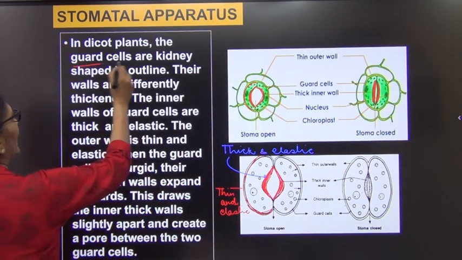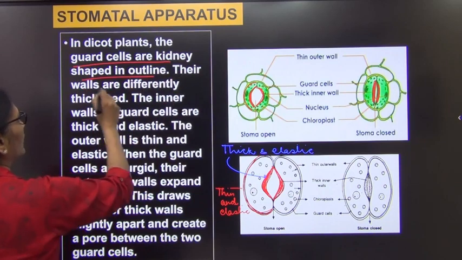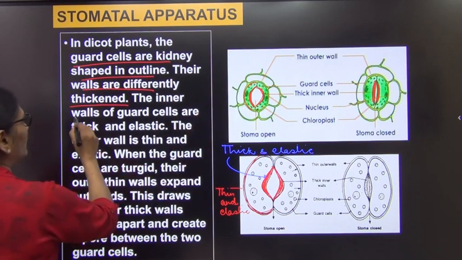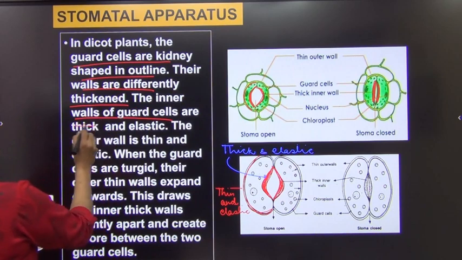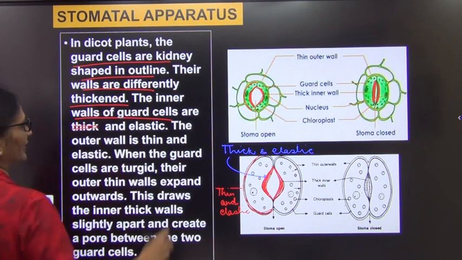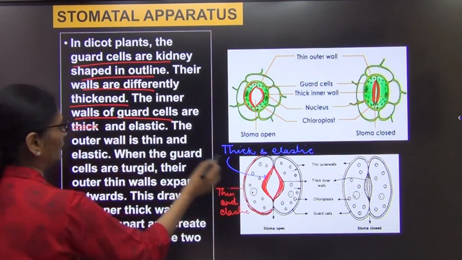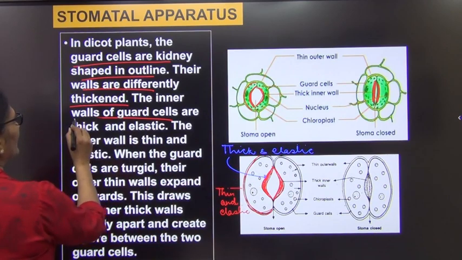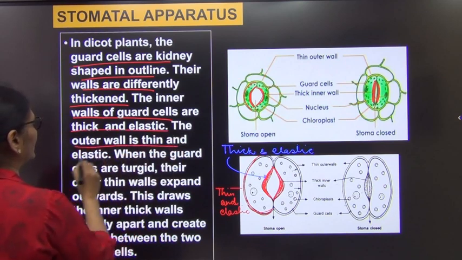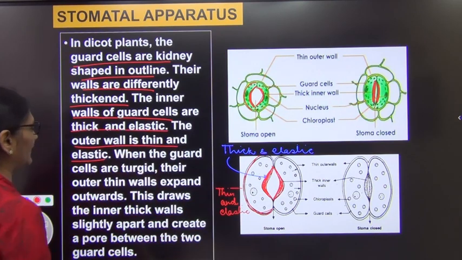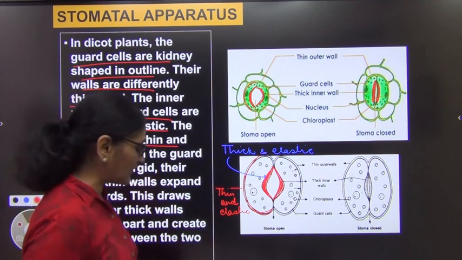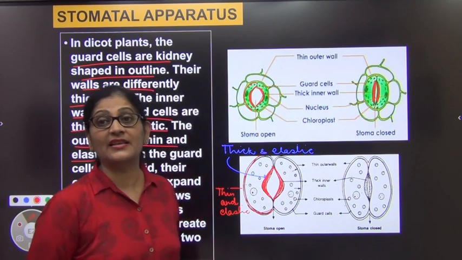In dicot plants, the guard cell is kidney shaped in outline. Their walls are differently thickened. The inner wall are not thick. Yeah, sorry, it is thick and elastic. Both are thick, but the inner wall is, as I've shown you, thick and elastic. The outer wall is thin and elastic. I told you the outer is thin and elastic. Now, because of this differential thickening, the guard cell is able to open.